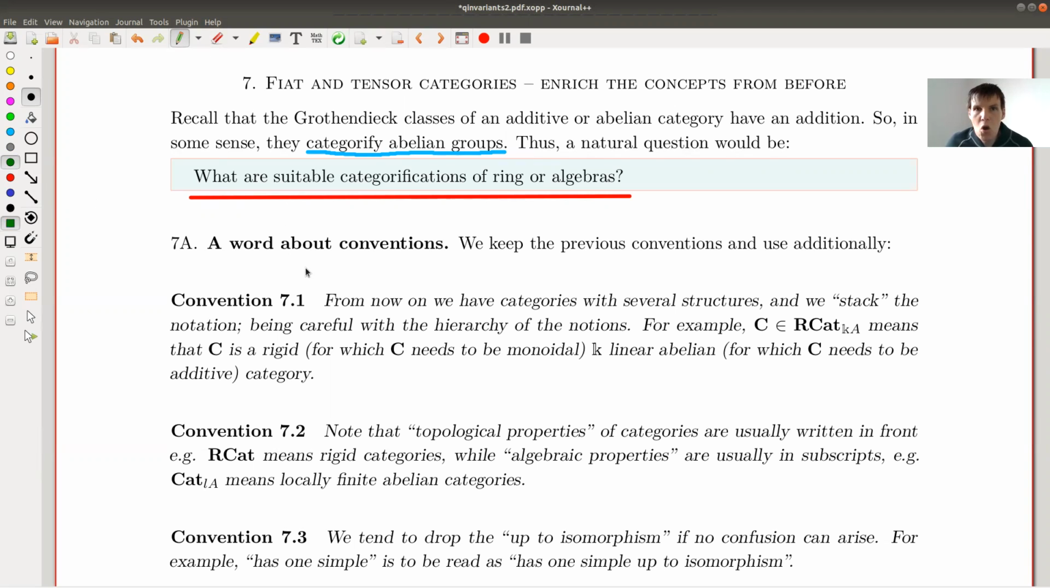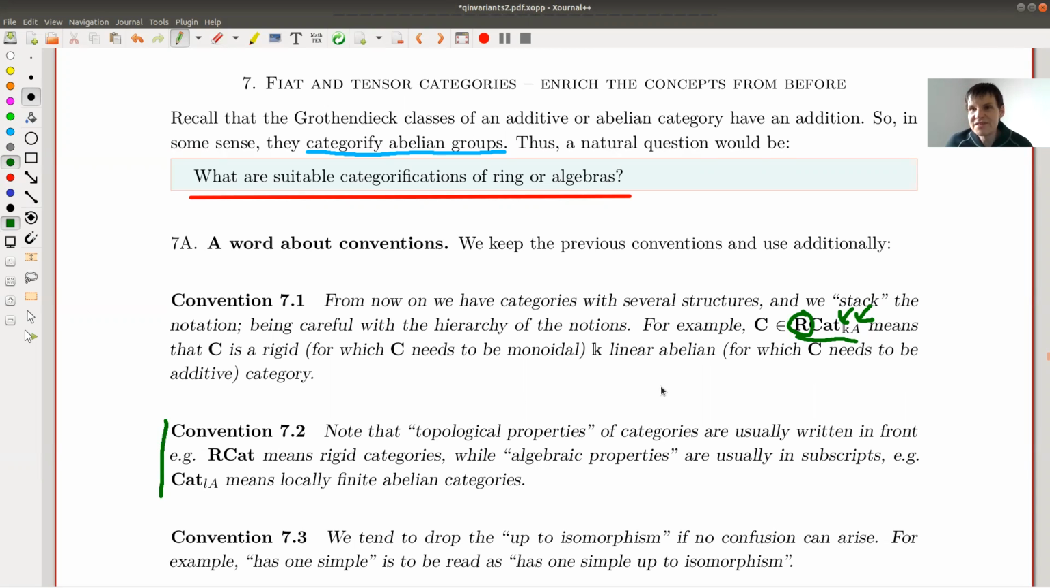From now on we will have categories with several structures, of course. As I just said, we have monoidal structures, we have additive structures, we have various flavors of those, and we stack them all together. So whenever you see something like this here, this would mean it's rigid, it's k-linear, and it's abelian. I try to put the topological things in the front and the linear algebra-like things as subscripts. We will see. So that's what I say here.